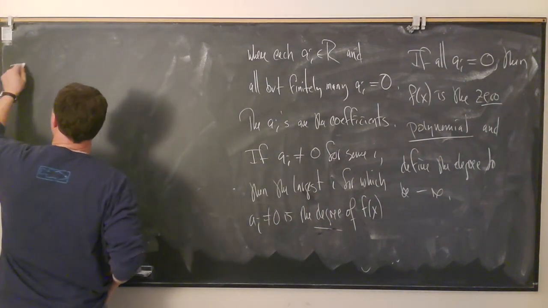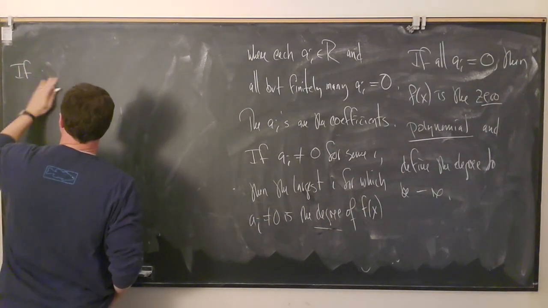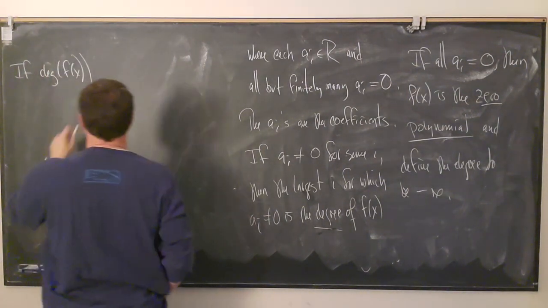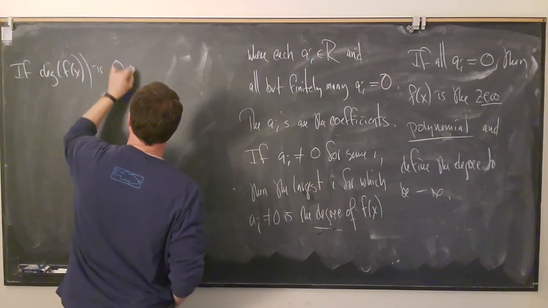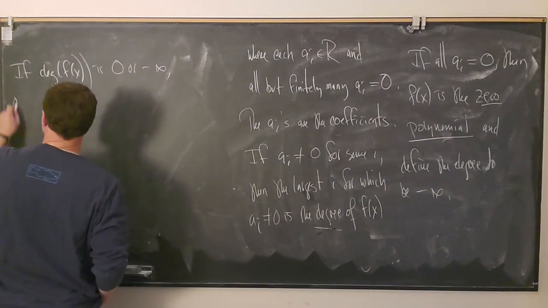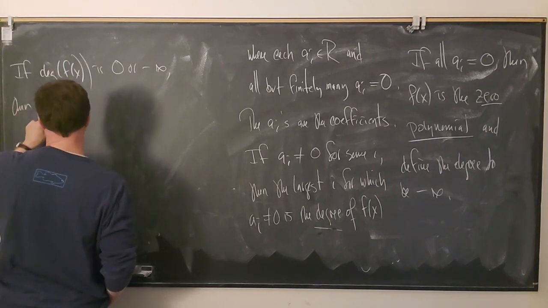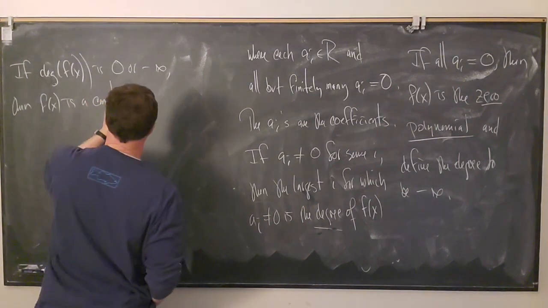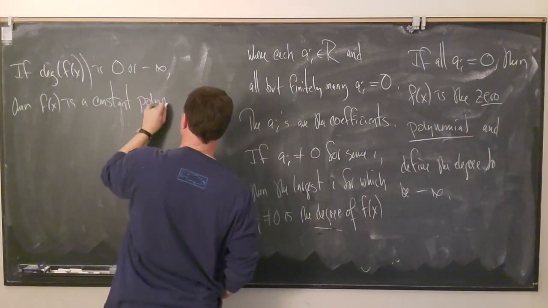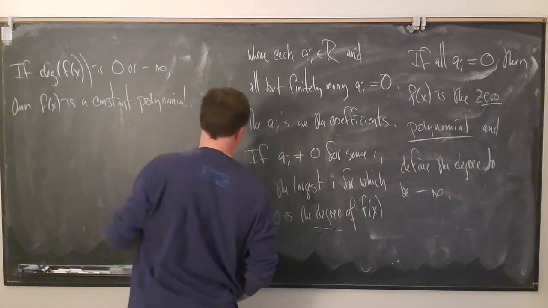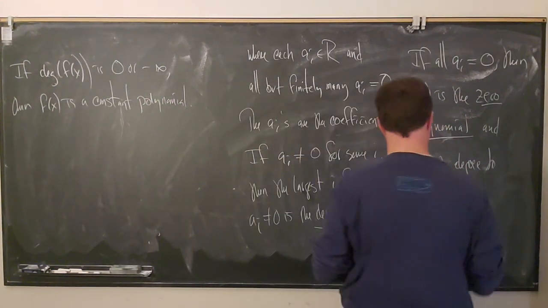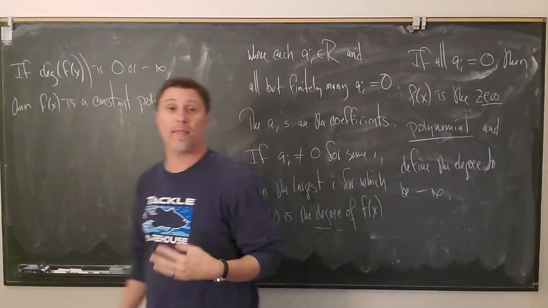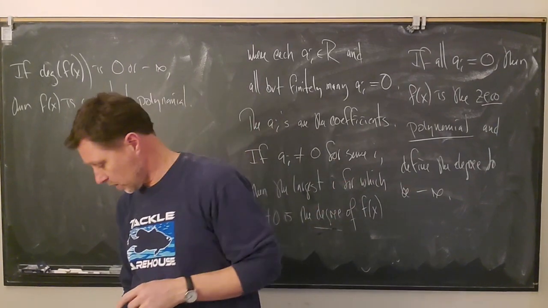If the degree, which I'll abbreviate as deg of f of x, is 0 or minus infinity, then f of x is a constant polynomial. Oh, and by the way, it seems a little strange and arbitrary that the 0 polynomial has degree minus infinity. We'll see why that's a convenient choice a little later on.